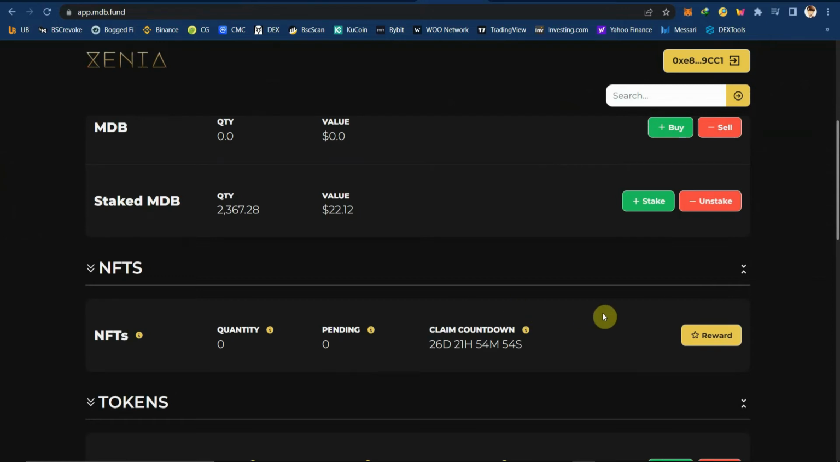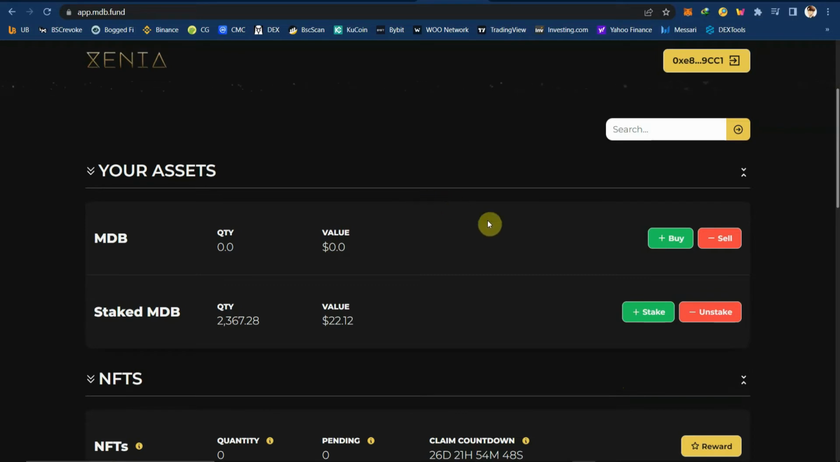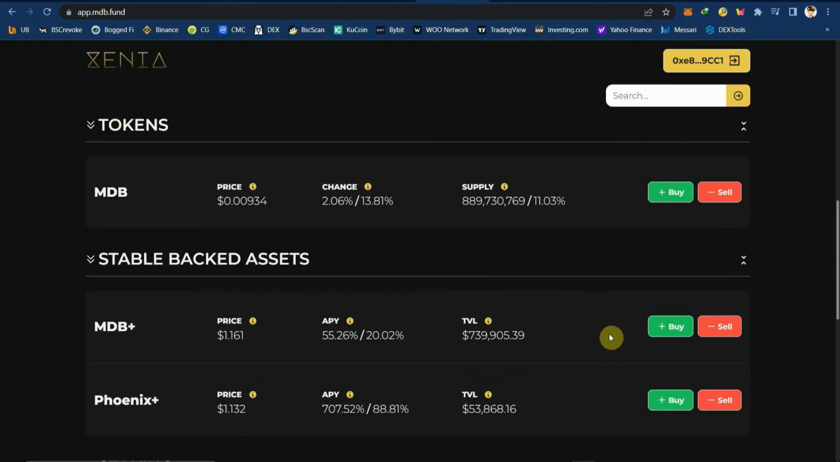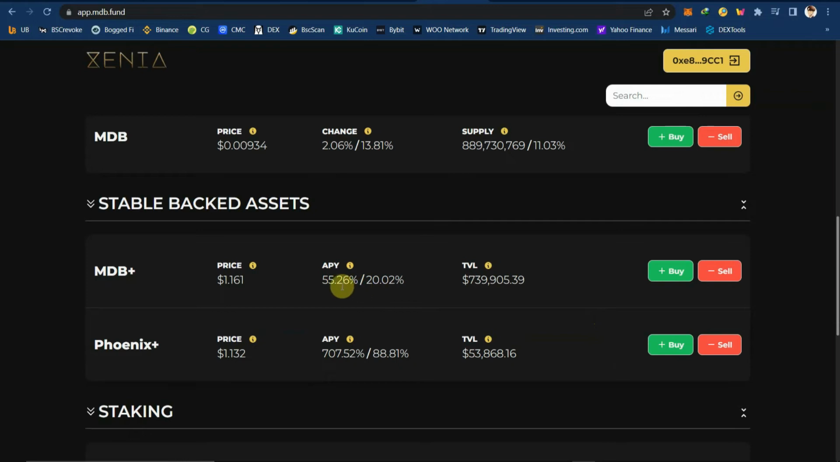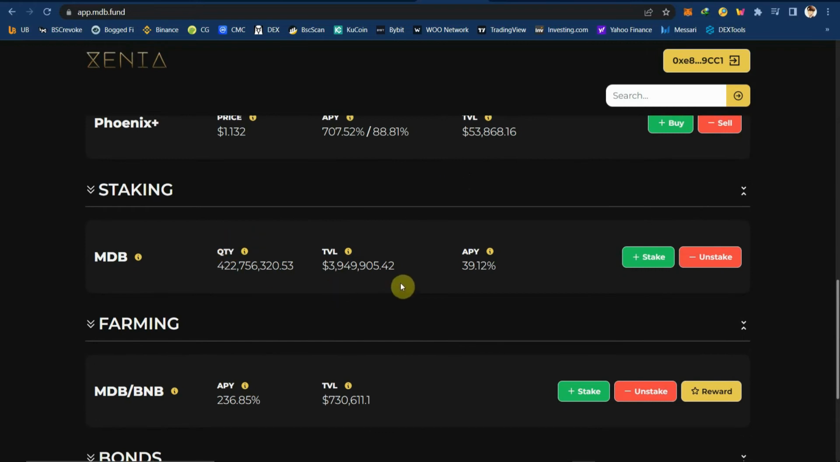So, well, obviously NFTs you cannot do anymore. So MDBs, you could stake MDBs here. You could also buy MDB Plus. So this is the token. The APY is 55.26%. MDB, you get that. What's the MDB farming? MDB staking, you get 39.12%. Why is the APY going there and there and there? Anyway, so 39.12% for MDB staking.